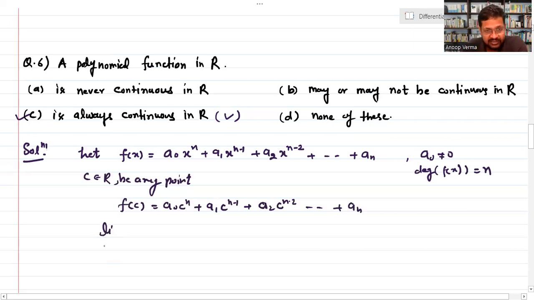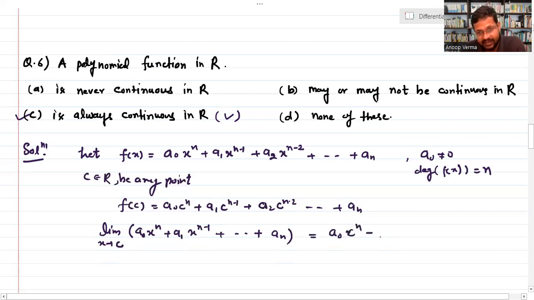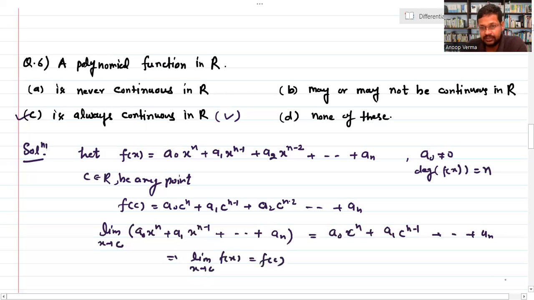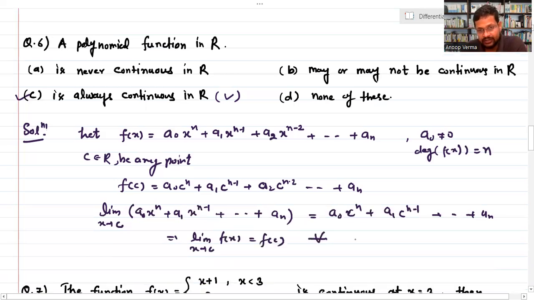If you are going to calculate the limit when x tending to c, in both the cases, left hand limit and right hand limit, you are applying the value here. So there is no point where this will be a problem. When you put the value, you will get the value of the limit. So this is a naught c की power n, and this is a1 c की power n minus 1, and so on. So simply you can say limit x tending to c of f(x) is just equal to the value of the function f(c), and this is for all c in R. So it means this is continuous everywhere. It means it is always continuous in R.